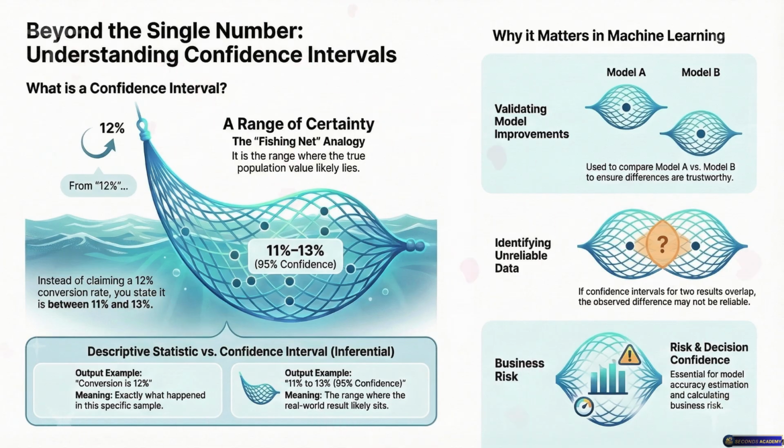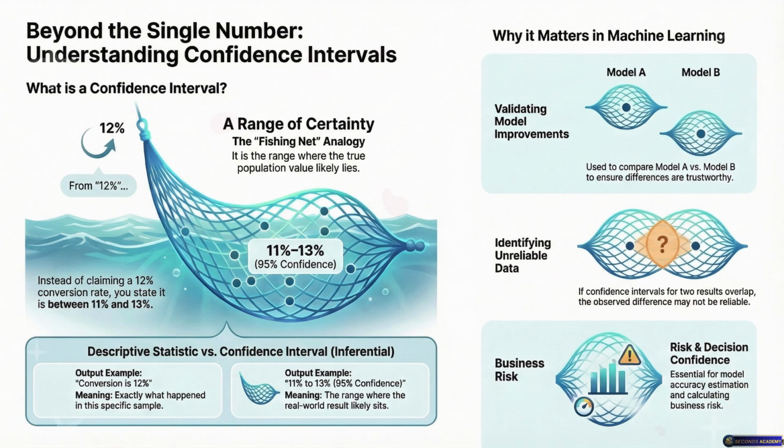I'm looking at the notes on how we actually construct this in Python. When an engineer uses a library like SciPy to calculate this interval, the width of the net isn't arbitrary. It's dictated by two things: the size of your sample and the variance or messiness of your data. If you only test 10 people, your data is incredibly unstable, so the math forces you to throw a massive, incredibly wide net to maintain that 95% confidence. You might have to say the conversion rate is between 2% and 22%.